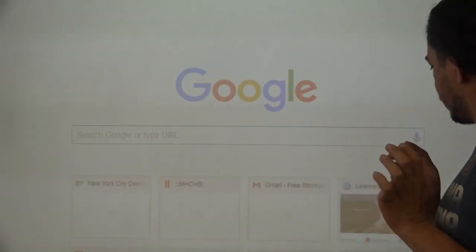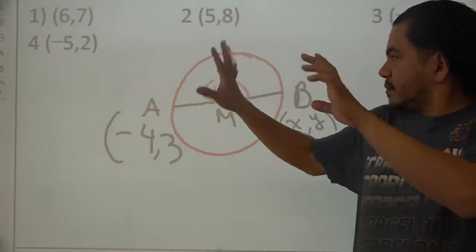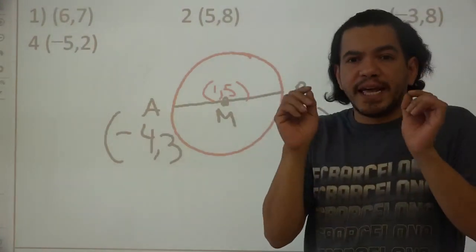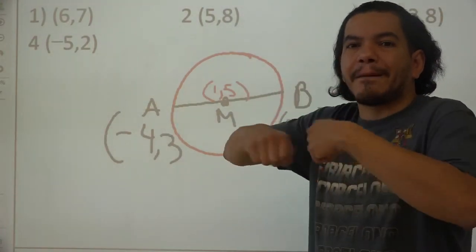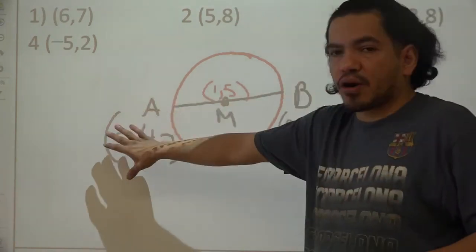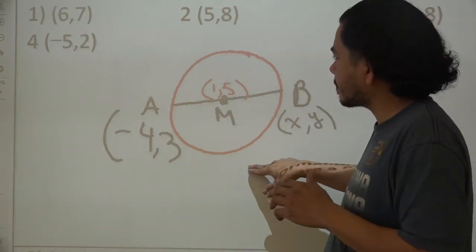What the hell is wrong with this thing? Ah, okay. No? Okay. To find the endpoint, you multiply the midpoint by 2 and you subtract the other coordinate that you're working with. So let's see if it works.